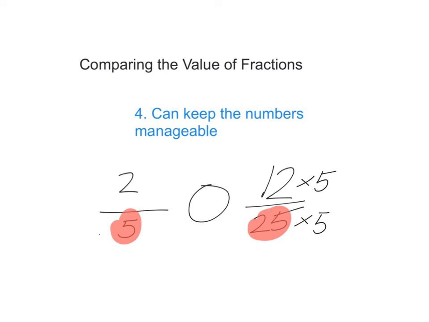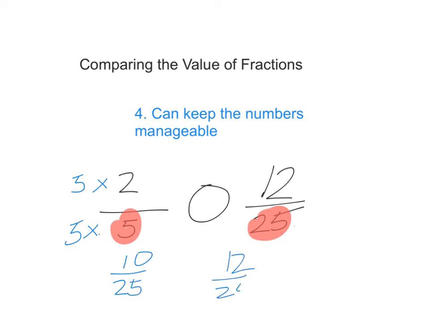This doesn't always work, but sometimes it does, and this is where having strong math facts is going to help you. I know that 5 times 5 is 25, so I can simply change 2/5 and keep 12/25 the same to compare my fractions to find 12/25 being larger.